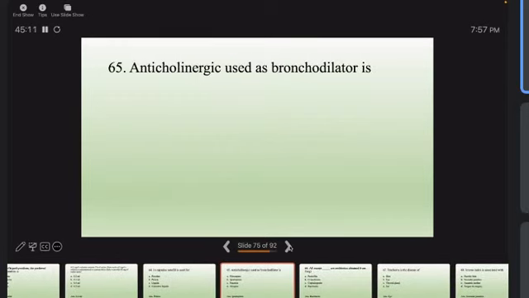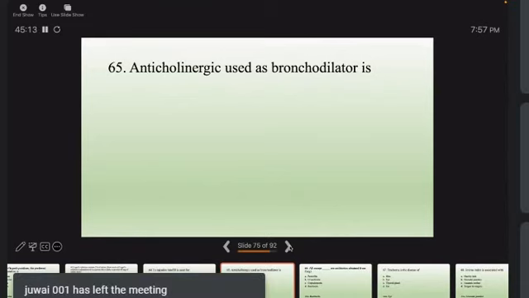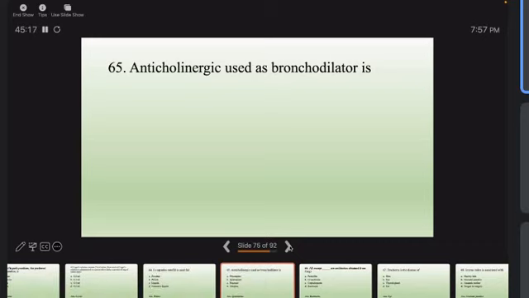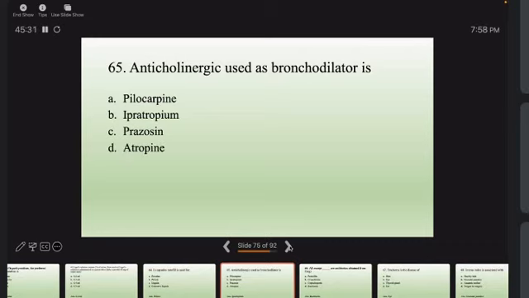Anticholinergic used as a bronchodilator is: ipratropium bromide, tiotropium bromide. I'll give you the options also. Pilocarpine, ipratropium, prazosin, atropine. Is everyone okay with ipratropium?